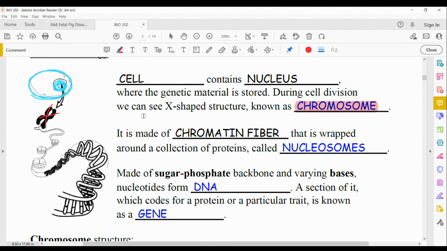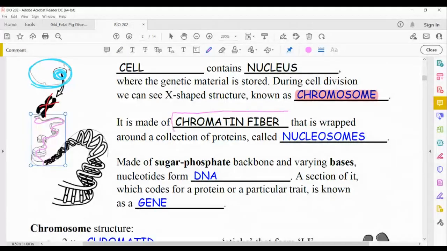And if we further look at what a chromosome is made of, we'll end up noticing that the chromosome itself is made of chromatin fiber. So chromatin fiber gets wrapped around these nucleosomes, which are collections of proteins. So those are two terms that you might end up seeing being used when we discuss the structure in greater detail.